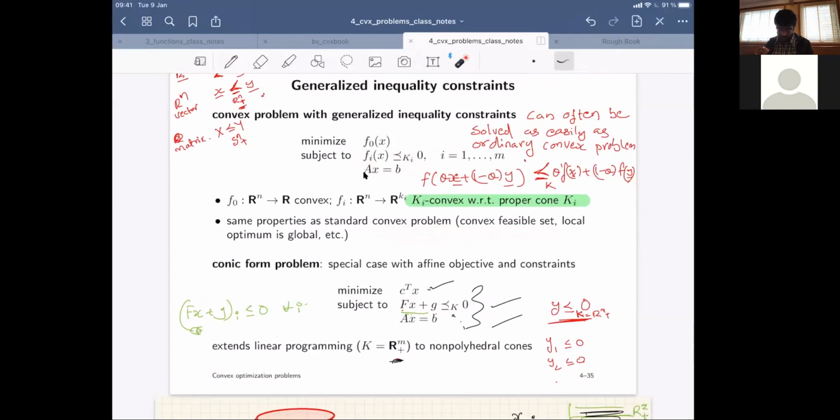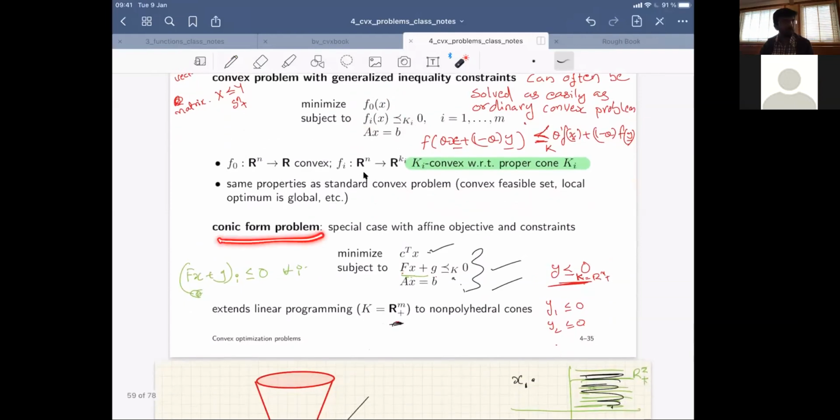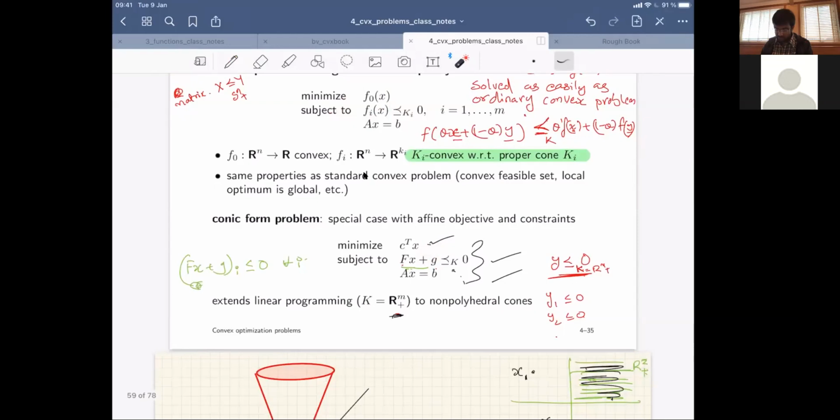Within that, there is a special class of problem which is called conic form of problem, where it is the same except for the fact that f0 and fi are affine functions. So in this special class of problem, if you consider a cone R plus, the non-negative orthant, in that case this will be an LP, the very basic class that we were seeing before.